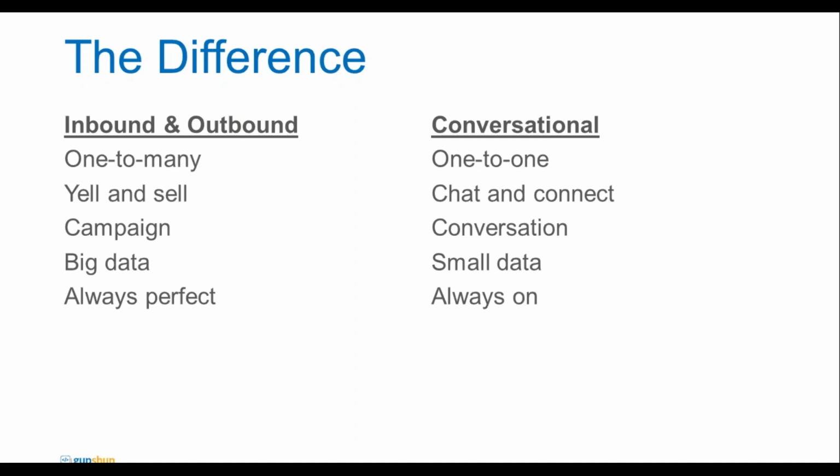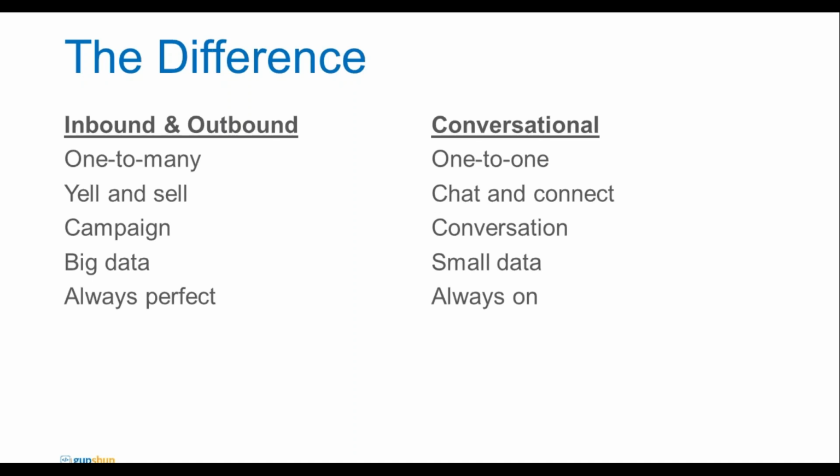While inbound and outbound tend to be a yell and sell kind of approach, where you shout out loud and expect people to come back and express an interest in your product, and you're really not sure who's going to come back. Whereas in conversational marketing, you chat with the customer and connect with him on an individual basis, understand what his preferences or likes are, get an understanding of his requirements, and actually convert them into a sale.